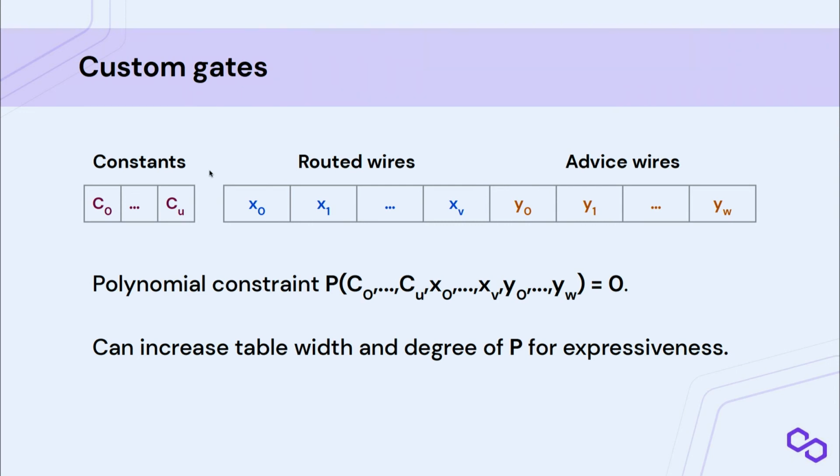In classical Plonk, you can route any wire between gates, but that's not free. You need to include all these wires in the permutation argument. So what we've realized is that you don't need to have all the wires being routable to make the permutation argument a bit less costly. And so we have these advice wires, which are used for intermediate computation in the custom gate. Finally, the custom gate itself is a polynomial constraint of all these values, the constants and the wires. And you can increase the table width and the degree of the polynomial constraint to increase the expressiveness of your circuit, or of your proving system.